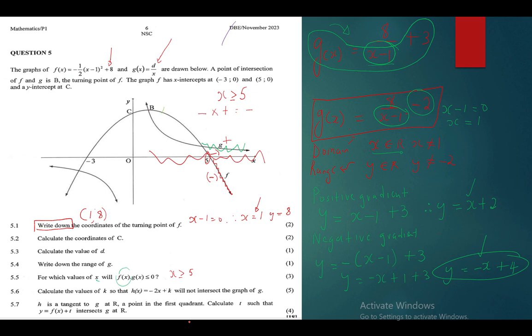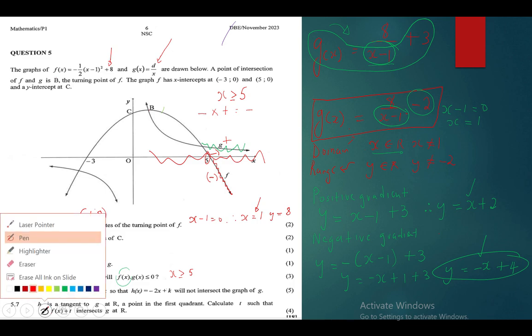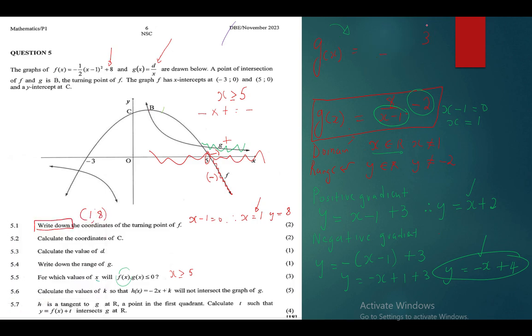Now, calculate the values of k so that h of x, being negative 2x plus k, will not intersect the graph of g. They want to know the values of k whereby the function h will not intersect with the function g. At which values of k will the two functions not intersect? The function h and the function g.